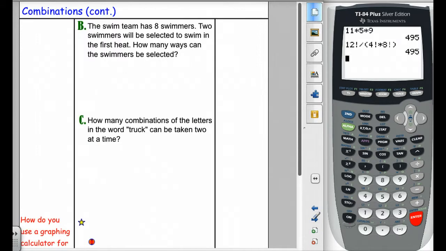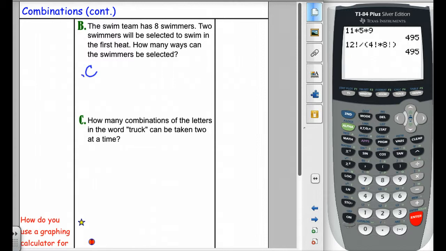Trying another example. Our team has 8 swimmers. 2 swimmers will be selected to swim in the first heat. How many ways can the swimmers be selected? If we write this out, this is a combination, because whether they choose George and Bobby or whether they choose Bobby and George, it's still the same 2 swimmers for that first heat.